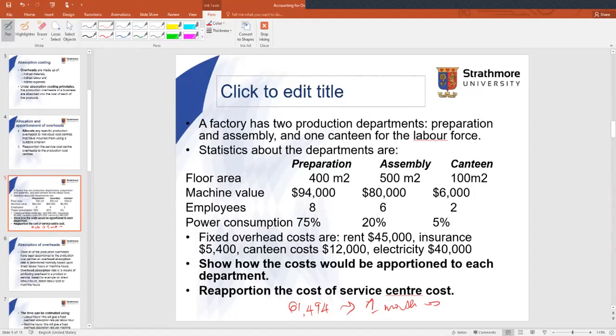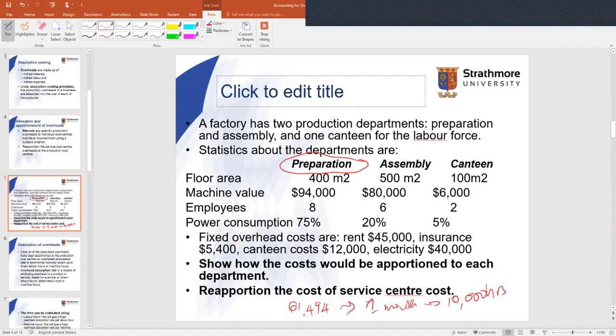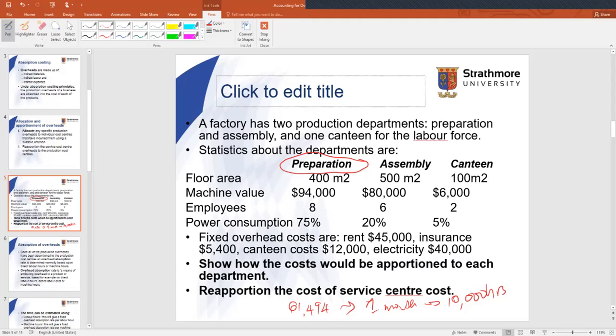Therefore, we need to absorb this based on, for example, the labor hours. In the preparation department, how many hours have the workers worked within that month? Assume, just as an example, that they worked 10,000 hours. For every hour an employee works in this department, the cost to be absorbed is 61,000 divided by 10,000, which gives 6.15 more or less.